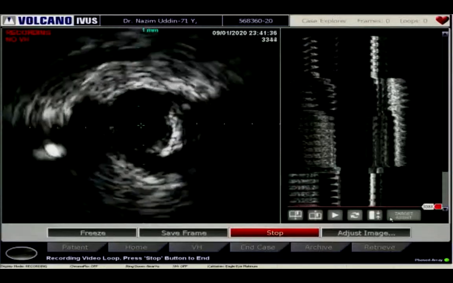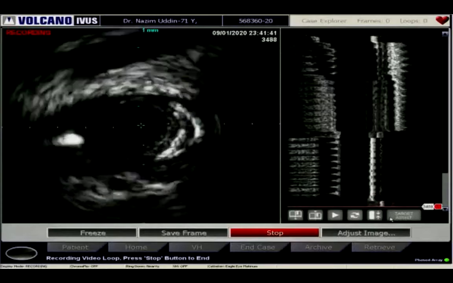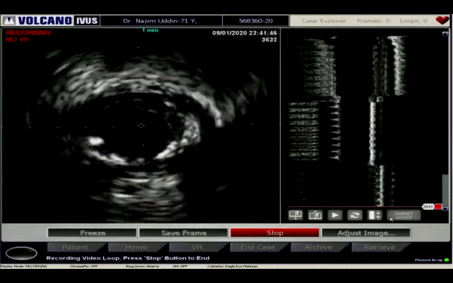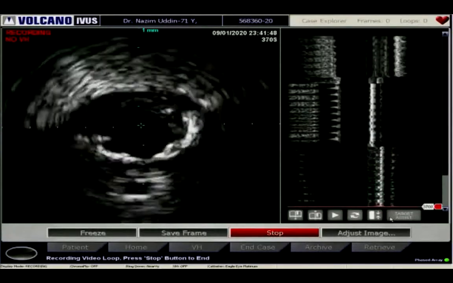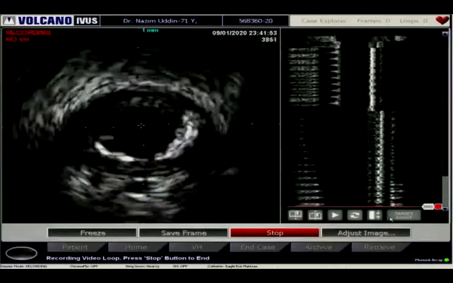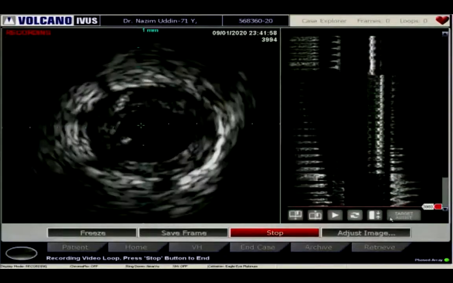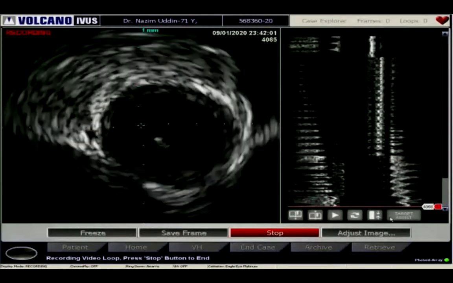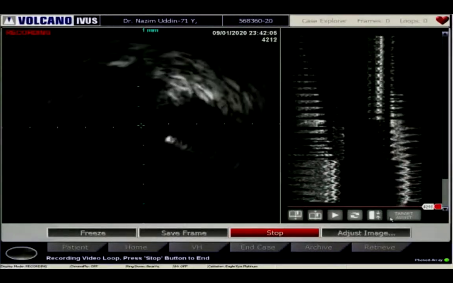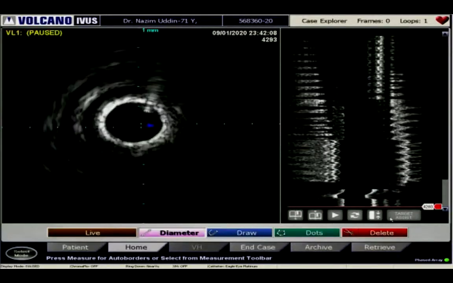So this is the circumflex. You can see the wire in the circumflex and the disease there. So the left main is also significantly diseased, calcified lesion. So we think we need to do a double stent strategy here. And we have decided that, considering everything, so here the left main looks good, right? So we have decided to do a DK crush, because the literature shows that DK crush gives the best possible result.